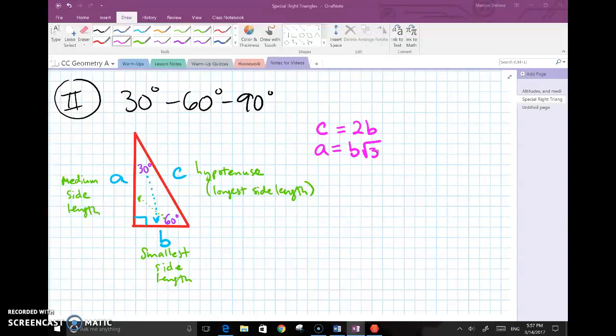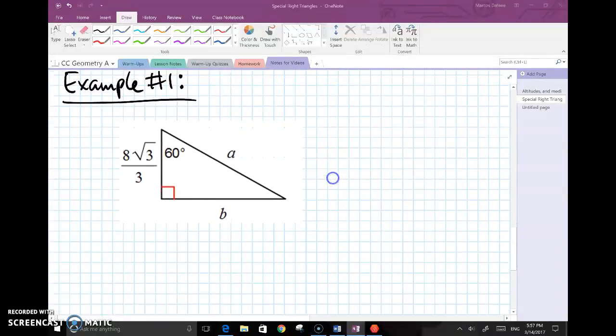So having said this, and having established these relationships, which you see over here, we can go ahead and go into some examples. Now, the first example I have is over here. And in this example, we have to look at what you're given and where things are placed. So I notice that my 60 degrees is here, which means that this is my medium length. And this must be my 30 degrees, which means that this is my shortest length. I'll just put shortest. And of course, 90 degrees is looking at A, which means that this is the hypotenuse, okay?